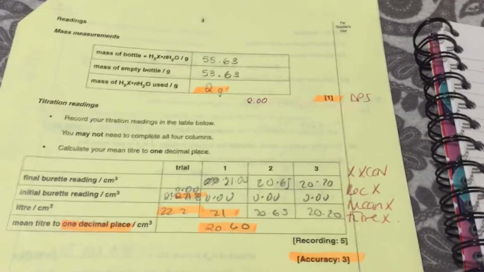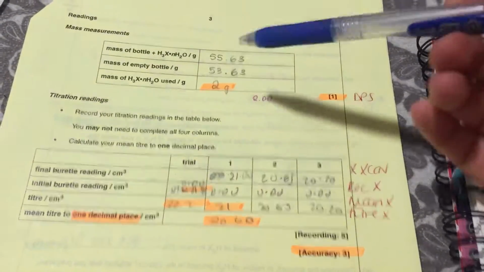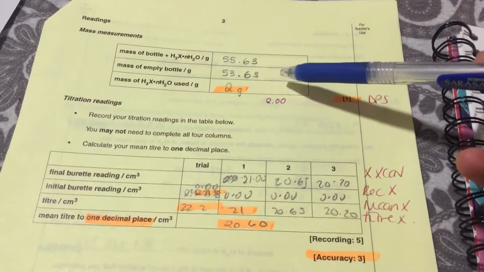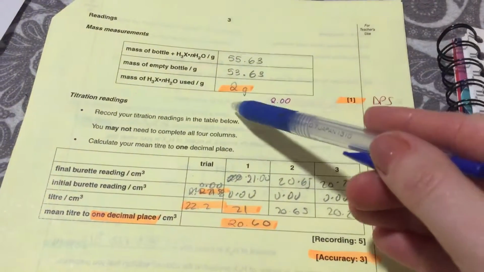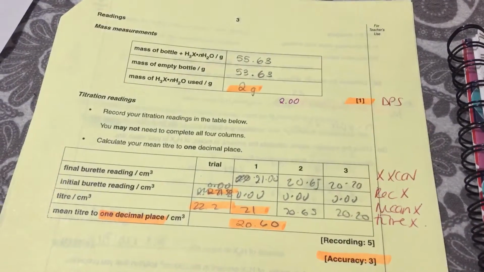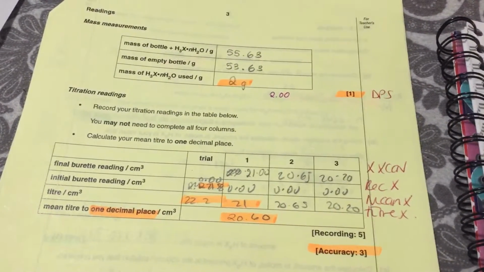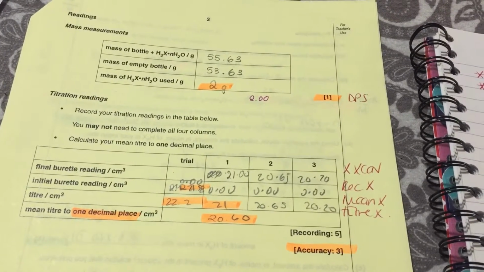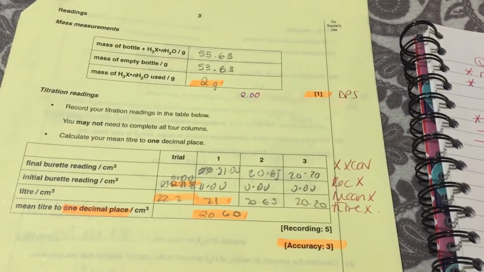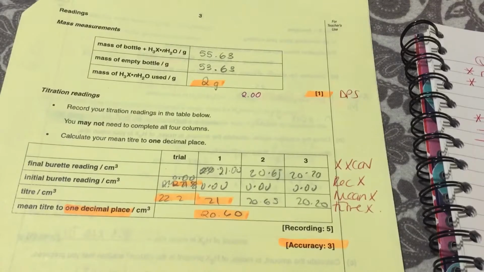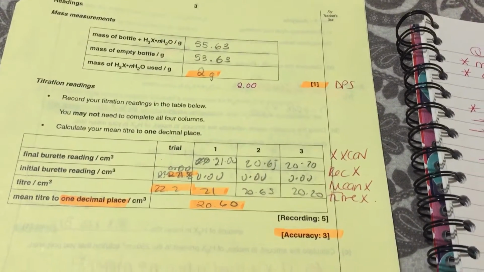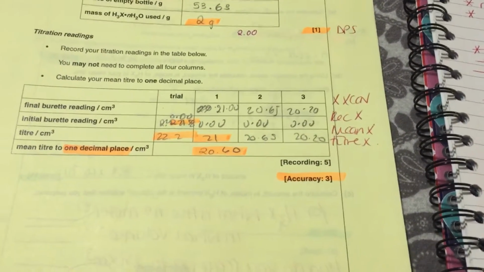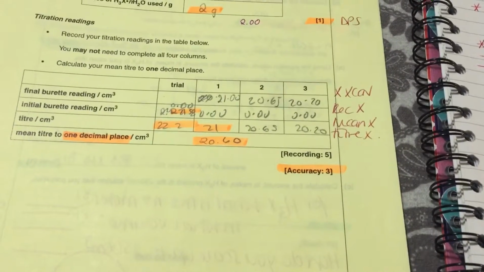Now the marks in this section come from recording the mass of the bottle and the mass of the empty bottle correctly, and also then calculating the mass of the acid that you've used. Most importantly, you need to make sure that all masses are recorded correctly and to a consistent number of decimal places. So in this case it needs to be 2 decimal places, as it was a 2 decimal place balance that we used.